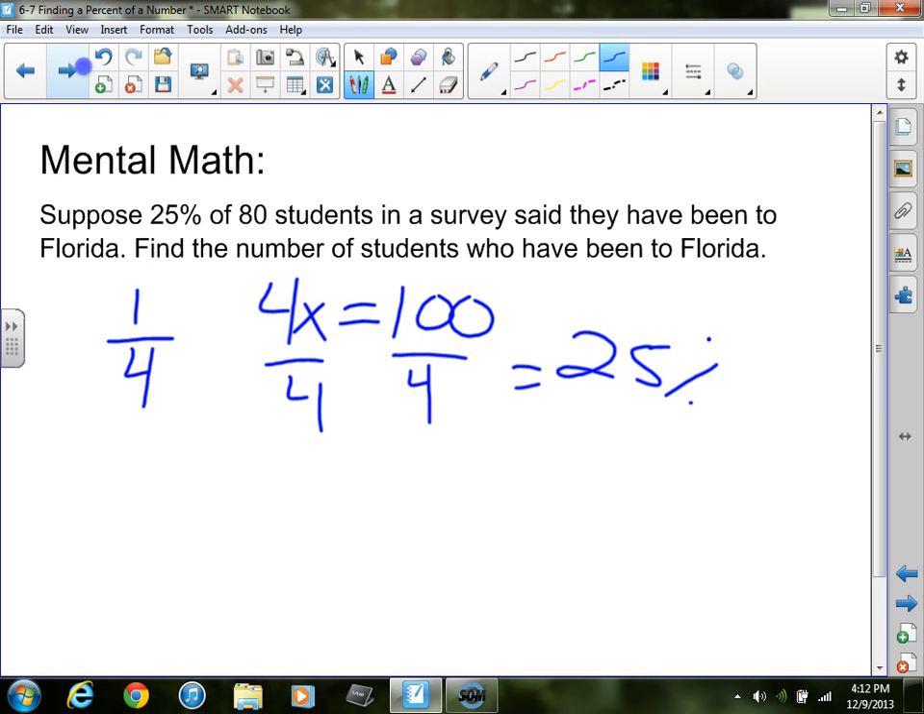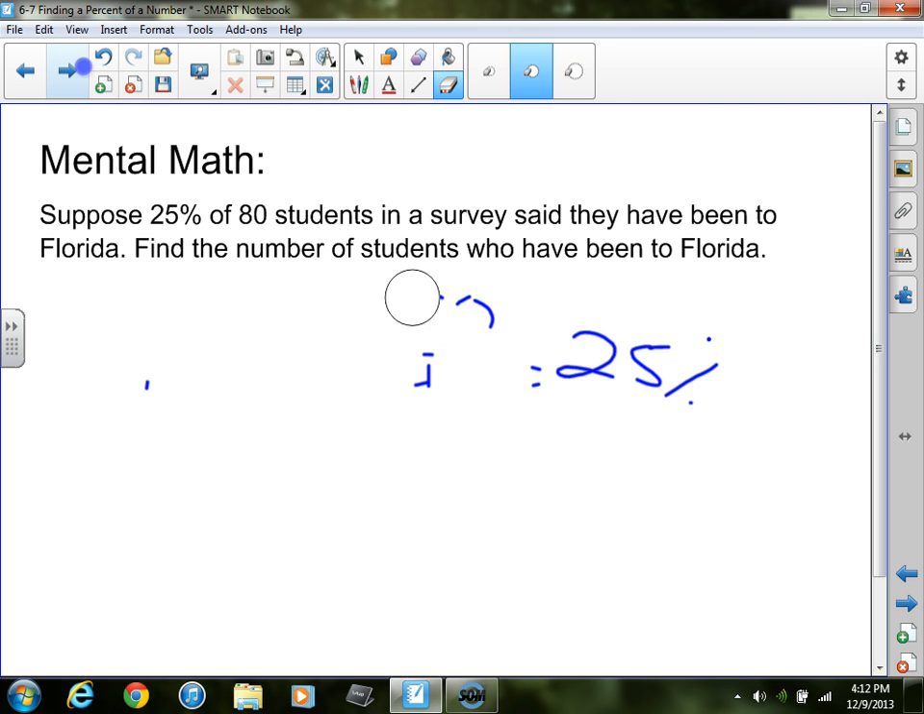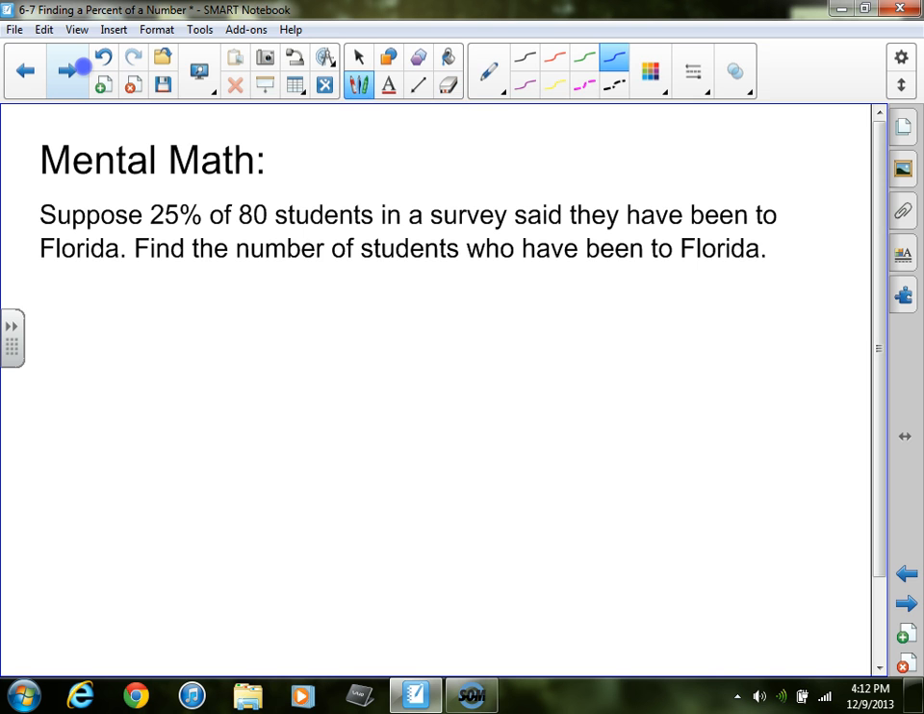So 25% of 80. I know that in order to figure that out, 25% of the whole, I need to divide by 4. So what's 80 divided by 4? Well, that's easy, that's 20. So that means 20 students in a survey said they have been to Florida.